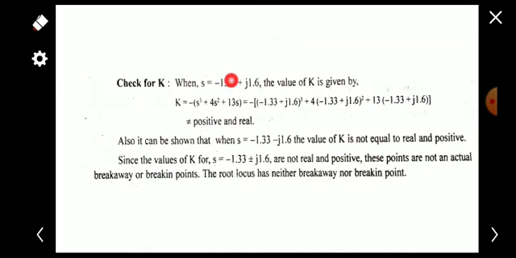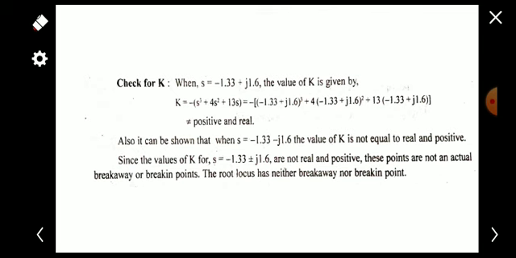First, taking s equal to minus 1.33 plus j 1.6, we get K as a large value, but it is not positive and real, because there are imaginary terms. Also, if we substitute minus 1.33 minus j 1.6 in the same equation of K, an imaginary part will also be there, so it is not positive and real. Since the values of K for s equal to minus 1.33 plus or minus j 1.6 are not real and positive, these points are not actual breakaway or break-in points. So the root locus has neither a breakaway nor a break-in point.